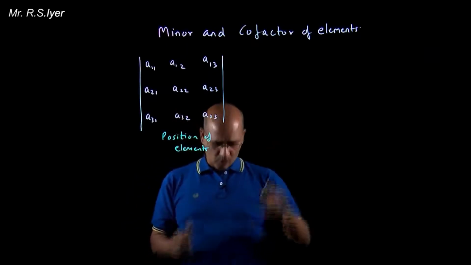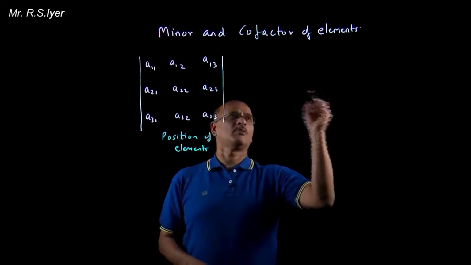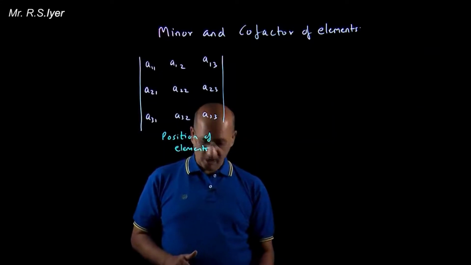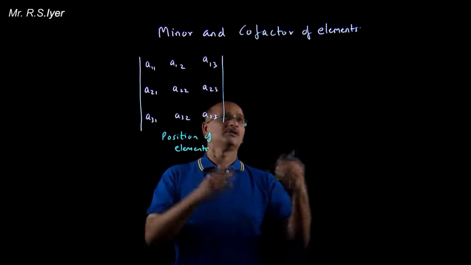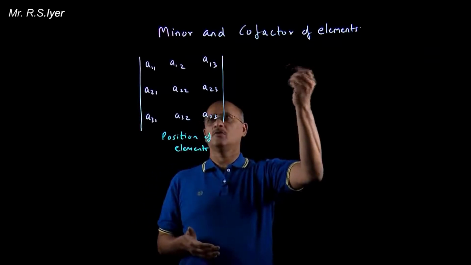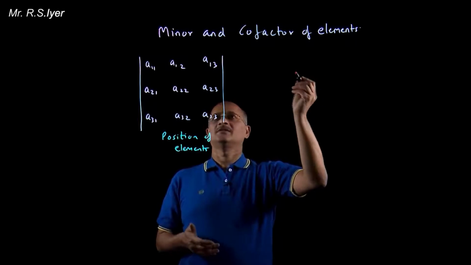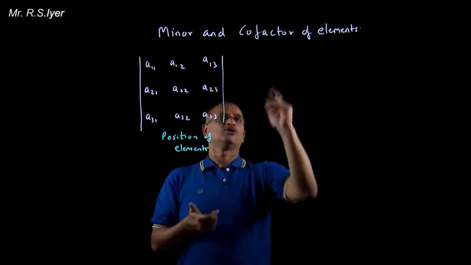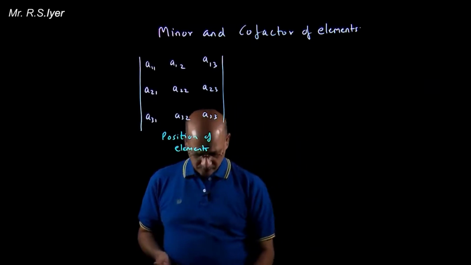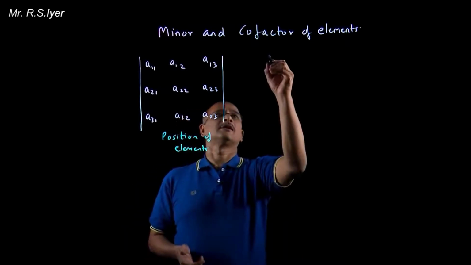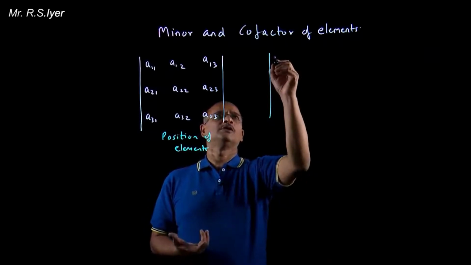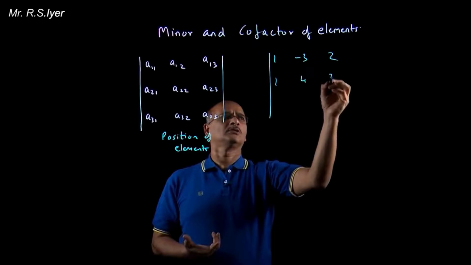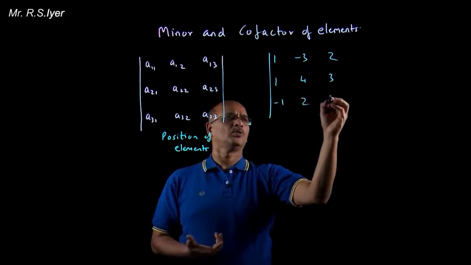The position of the elements is done. Now I am talking about minor. Before that I will just mention this. Now I will write what a minor is in fact, and show it to you. It becomes easier for you all to understand. Let us take an element here. The determinant I'll give you: 1, minus 3, 2, 1, 4, 3, minus 1, 2, 1.